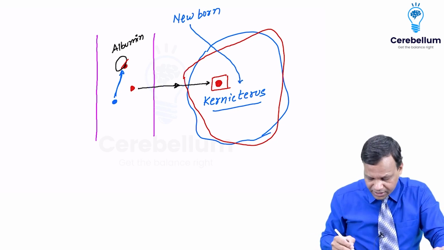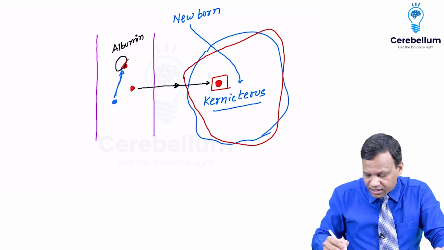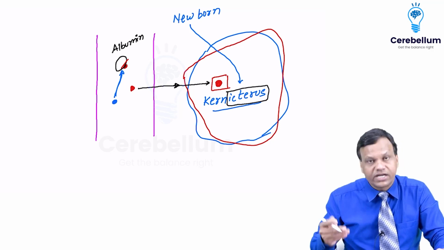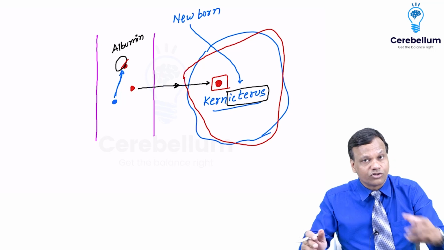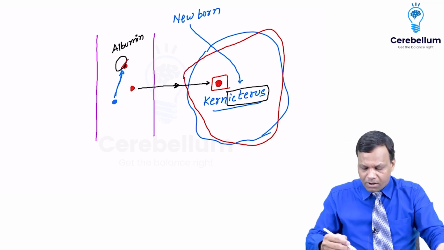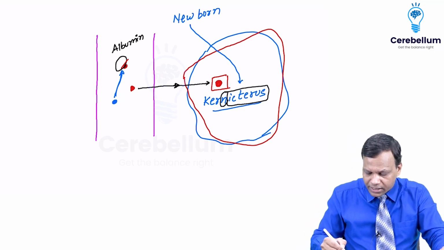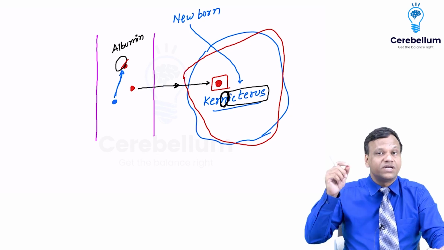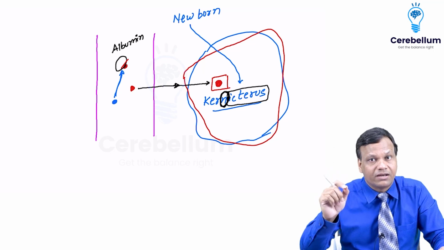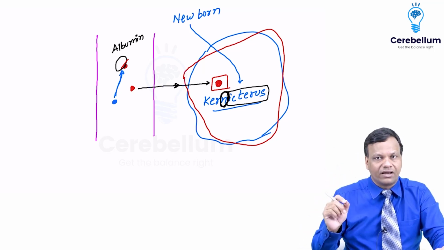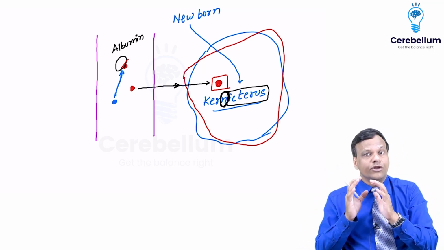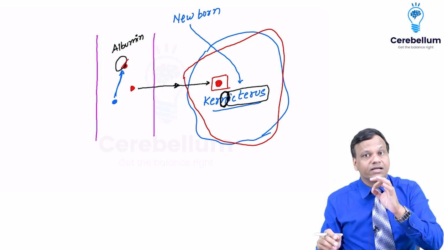And remember, kernicterus ends with icterus. We use the word icterus for, yes, jaundice. For jaundice, we use the word icterus. And you can remember, it is nuclear icterus. So kernicterus means brain icterus. That means bilirubin is depositing in the brain, the basal ganglia of the brain. So if we give sulfonamide to a newborn baby, it can result in kernicterus.